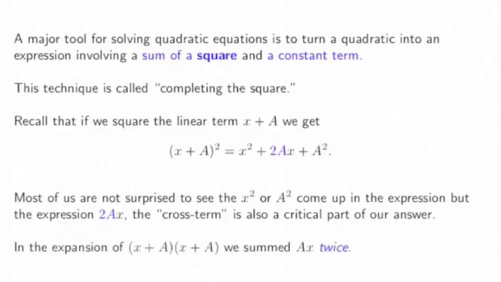When we expanded x plus a times x plus a, we summed ax up twice. It shows up as 2ax. That 2 is important. Here's a test of our understanding of the simple equation. The quantity x plus a squared is x squared plus 2ax plus a squared. Let's fill in the blanks in the following problems.